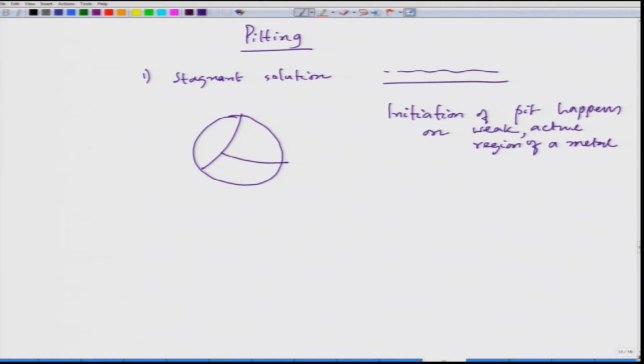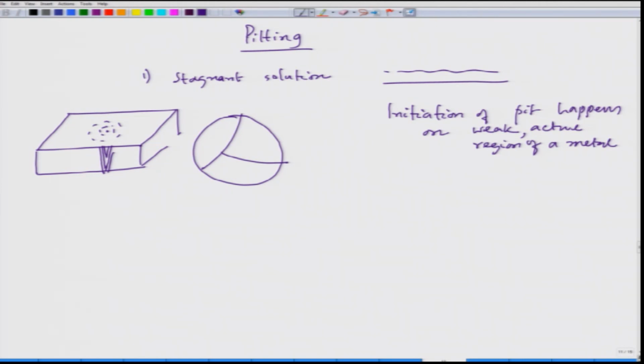Now, once a pit forms, let us say a small pit forms on the surface, if we see this cross section wise, let us say this pit forms as a small dot. But interestingly, this pit may not grow like this; pit growth can take place very rapidly depth wise, and this pitting can be so rapid that it can puncture a steel plate, and for that stagnant solution is one of the criteria.